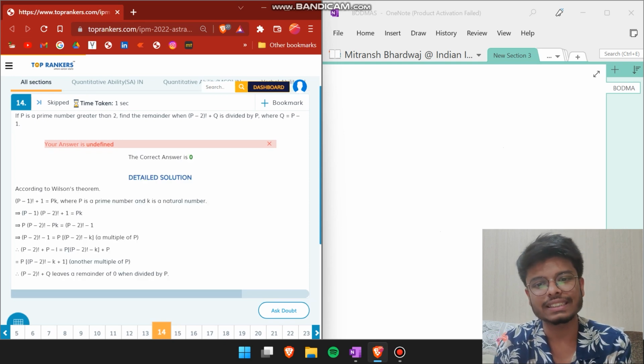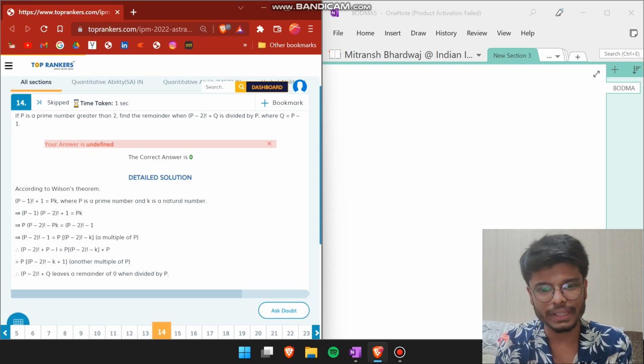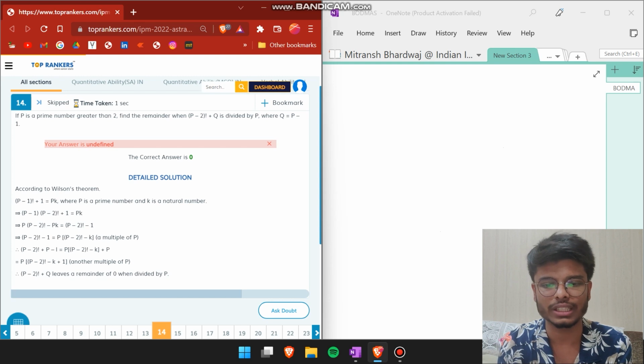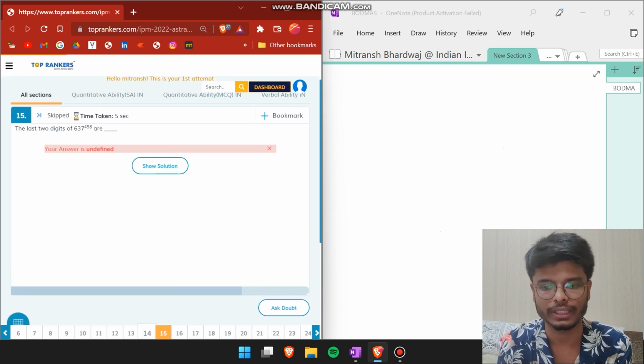So these are classic number theory sums and these tend to get a little complicated. So you can choose to skip it. I would personally skip it, so I'm not going into this. You can just look at the solution and it's pretty self-explanatory in nature.